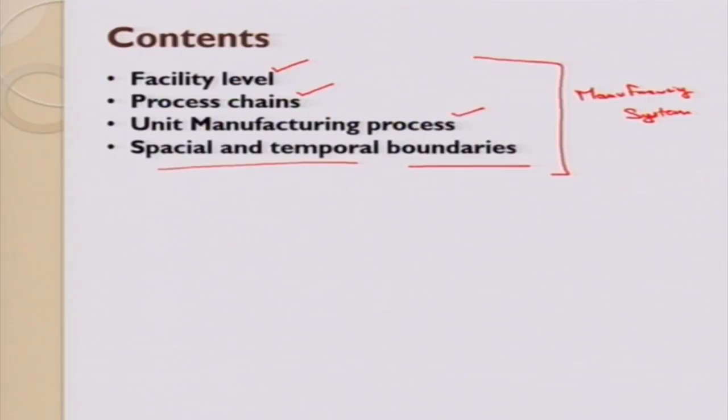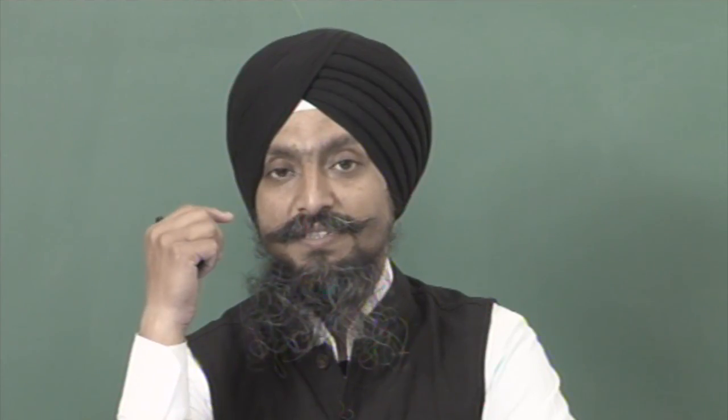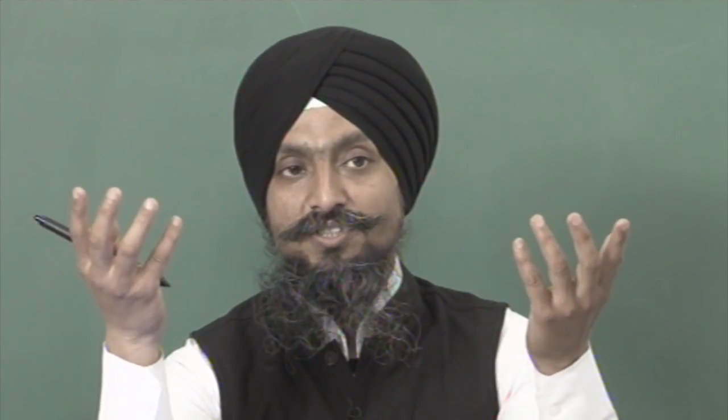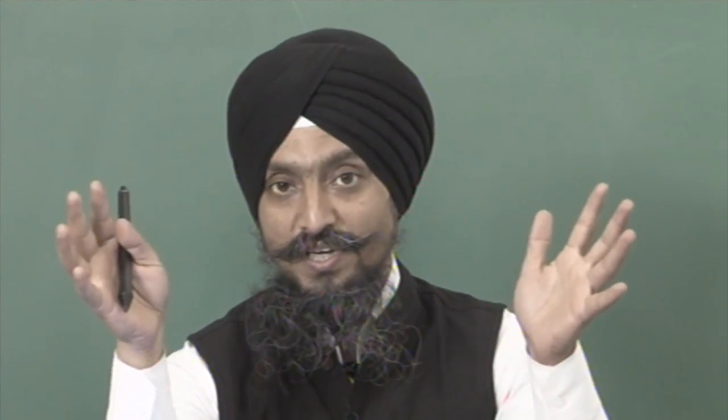So, we are doing this because finally, we will take you to the manufacturing science lab, where we will work on unit manufacturing systems, and those unit manufacturing systems would be used to perform the process chains, and that will then be considered to be making a full facility. So, let us start from the facility level.